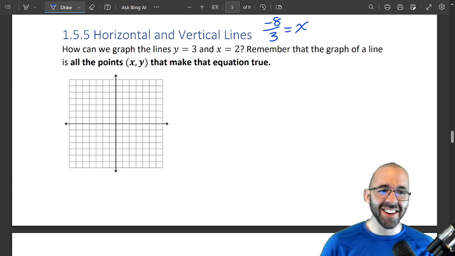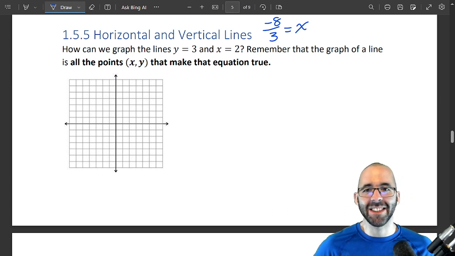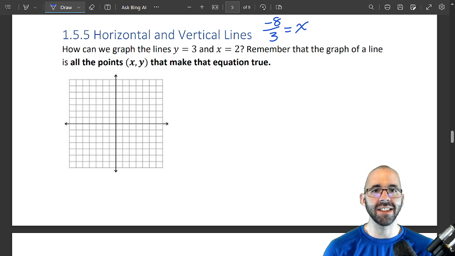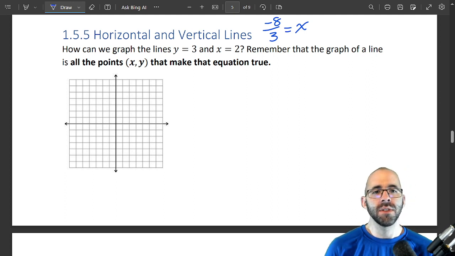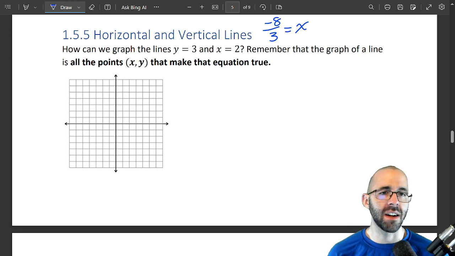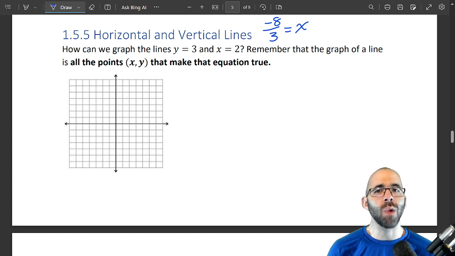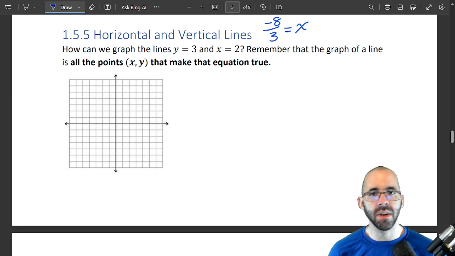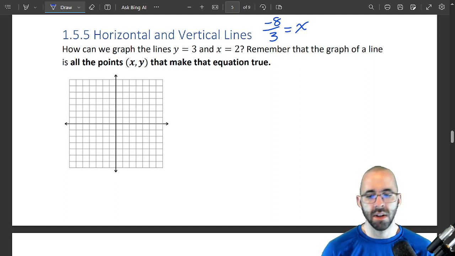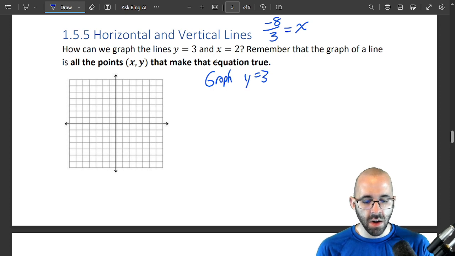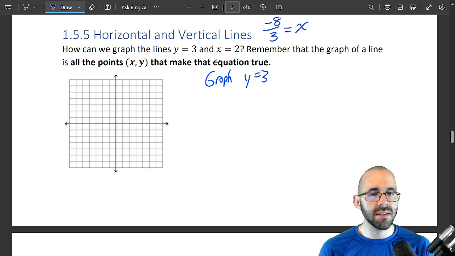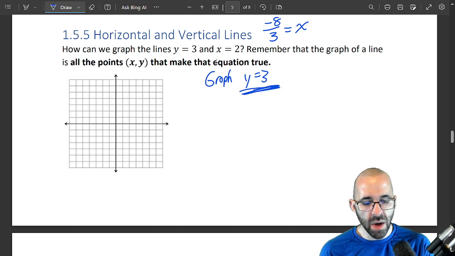Oh gosh. Let's talk about horizontal and vertical lines, okay? So how can we graph lines that look a little weirder? y equals 3 and x equals 2. You may have heard this before, but I haven't commented on it recently. Remember that the graph of a line is just all the points, input comma output, that make that equation true. So to graph y equals 3, we just need all the x's and y's that make this equation true.